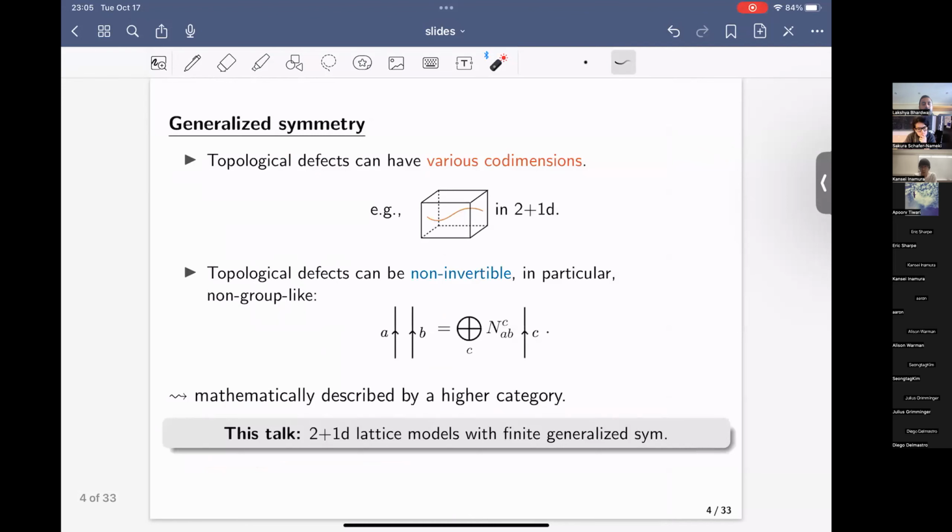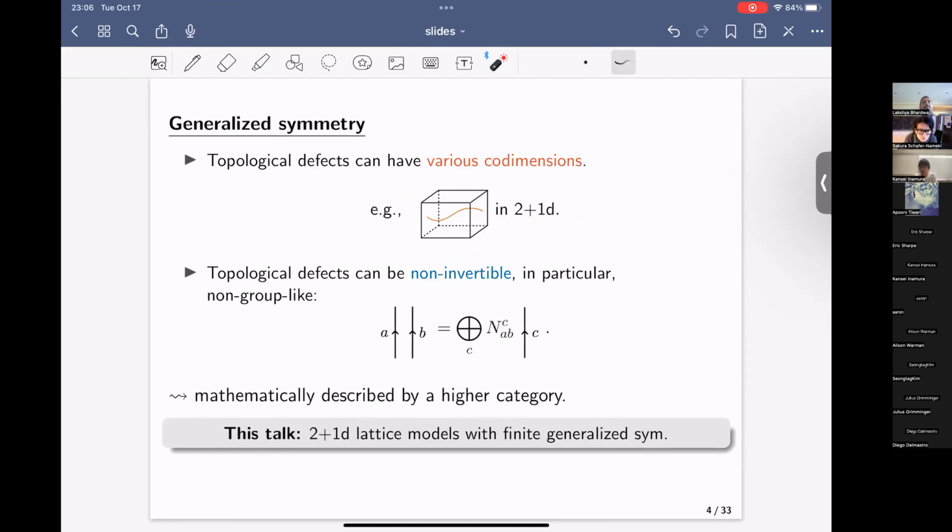So for generalized symmetries, the corresponding topological defects can have various codimensions. For example, we can think about one-dimensional topological lines in a 2+1 dimensional spacetime. So these topological lines have codimension 2. And the symmetry generated by such higher codimensional defects are called higher form symmetries. So this is one possible generalization of a conventional symmetry.